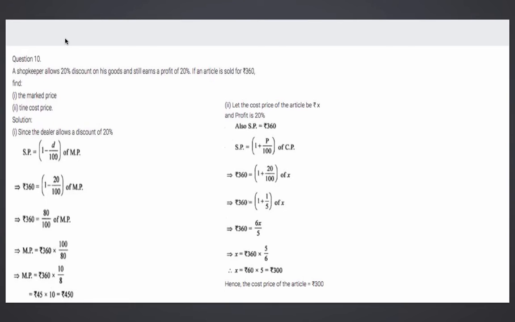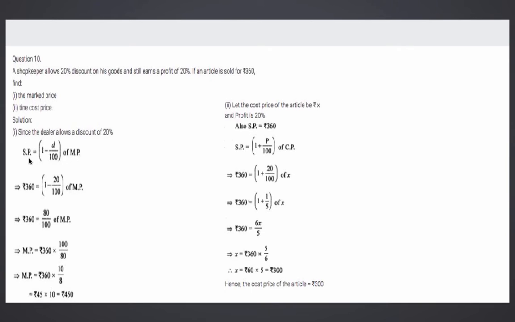A shopkeeper allows 20% discount on his goods and still earns a profit of 20%. What is the discount percent? 20%. What is the profit percent? 20%. If an article is sold for rupees 360, that means this is the selling price. Selling price, profit percent, discount percent: three values are given. The question is asking us to calculate, first part the mark price, second part the cost price. Clear students?